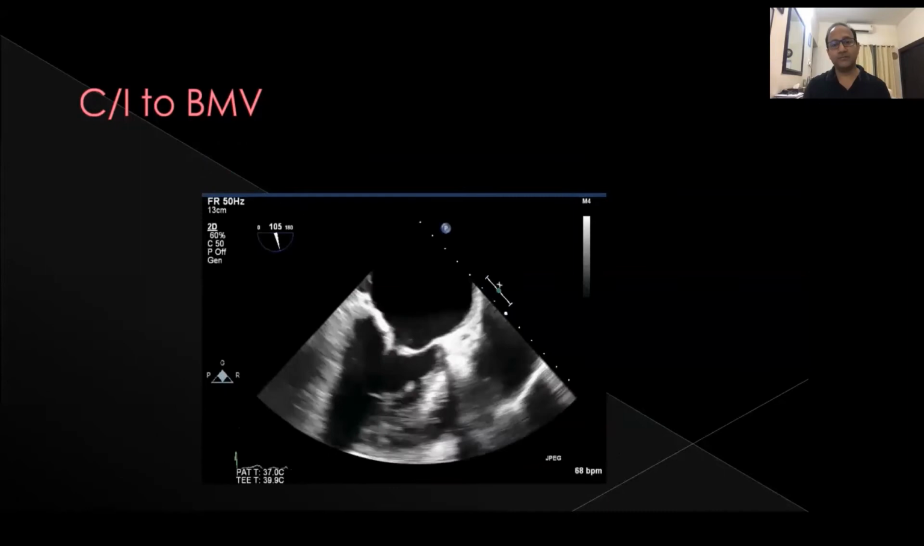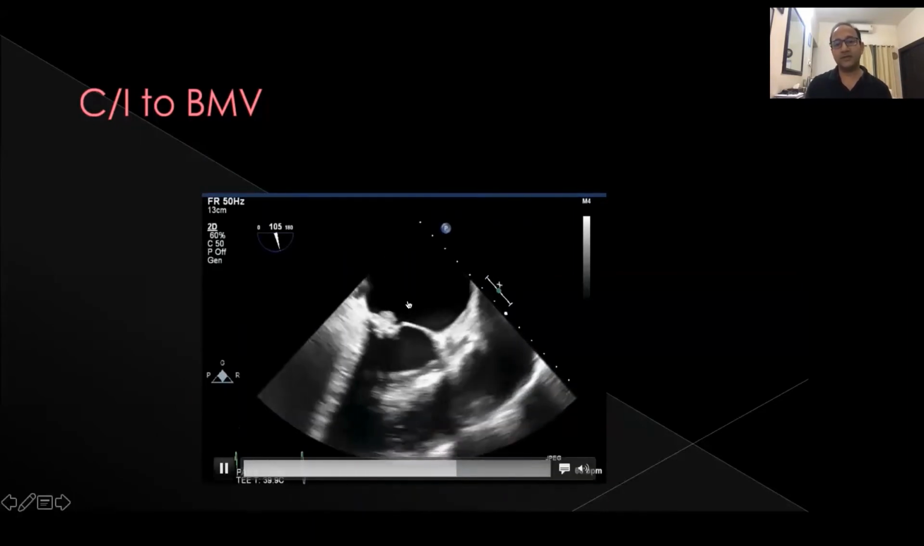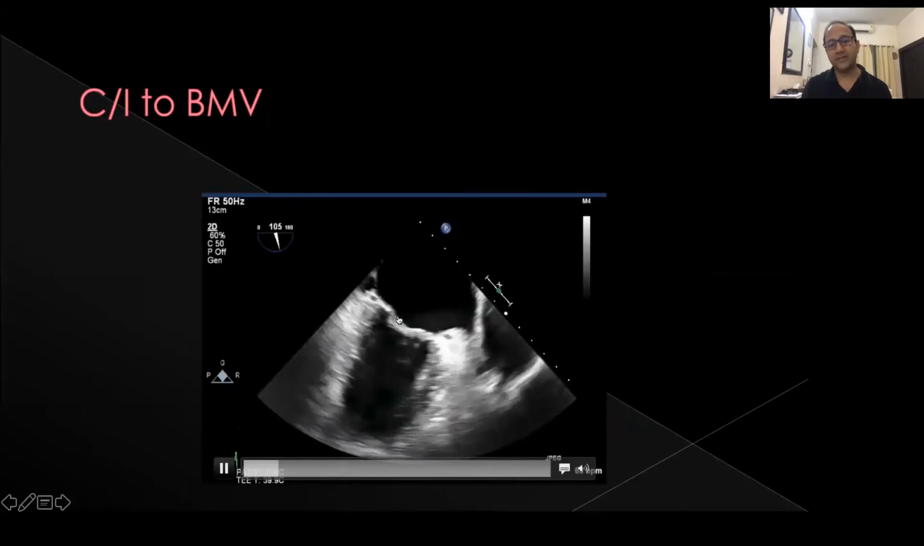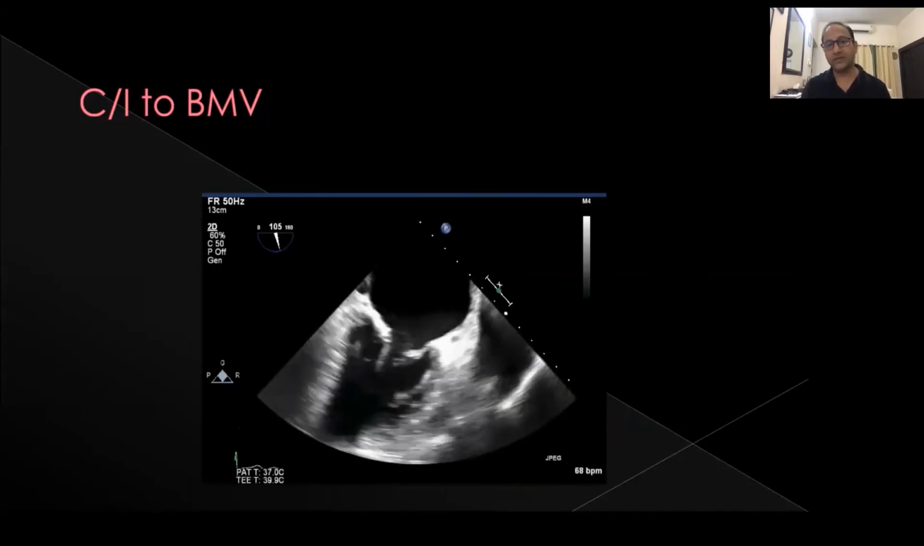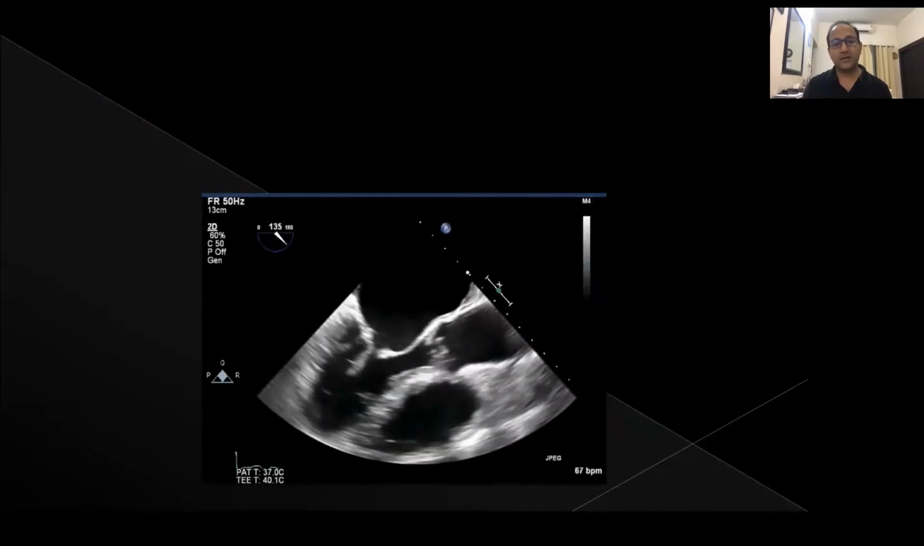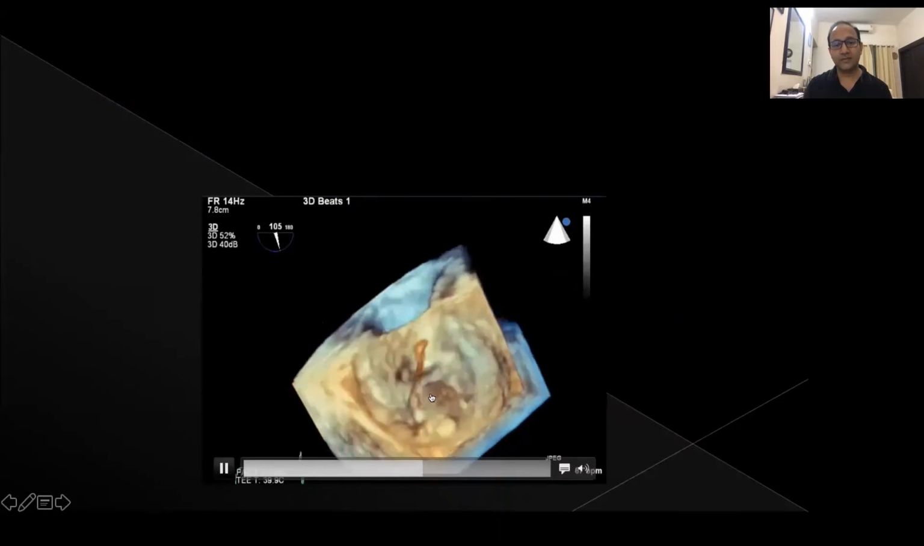Moving on, this is another case where you have an oscillating mass on the mitral valve with a thrombus. And these are also contraindications for BMV. This can be a vegetation or a thrombus. It looks more like a thrombus because you can see a thrombus which is lying on, there is mitral stenosis, of course, and this is that thrombus which is lying on the PML.